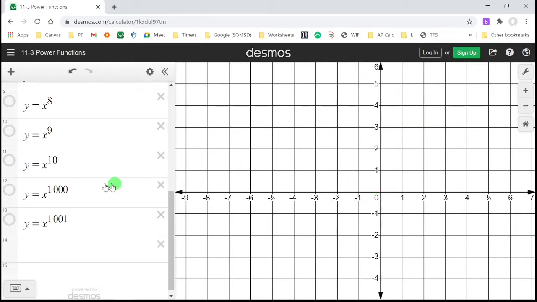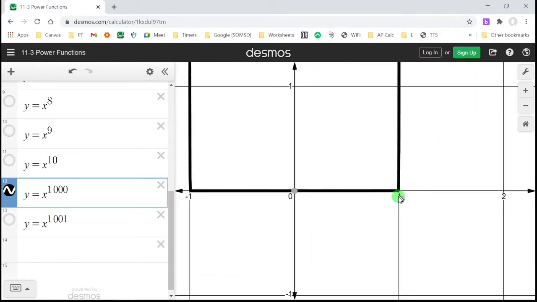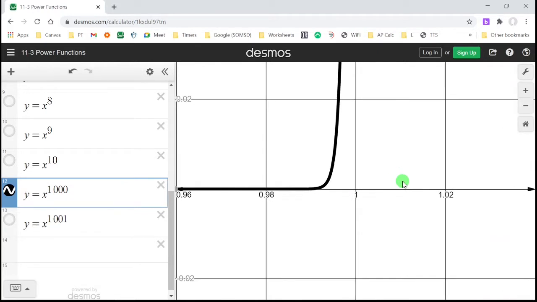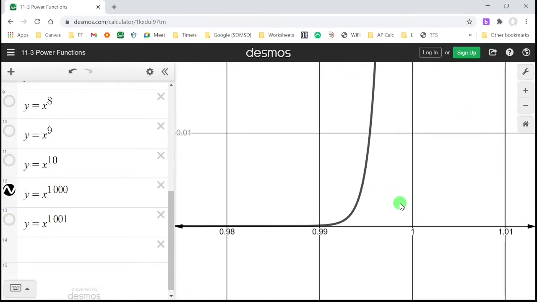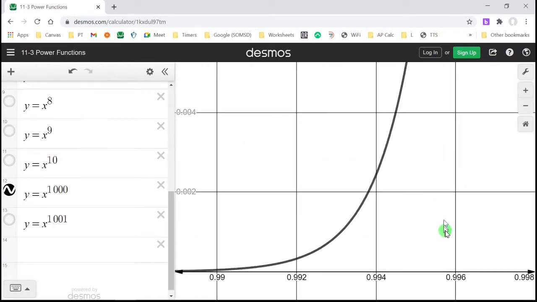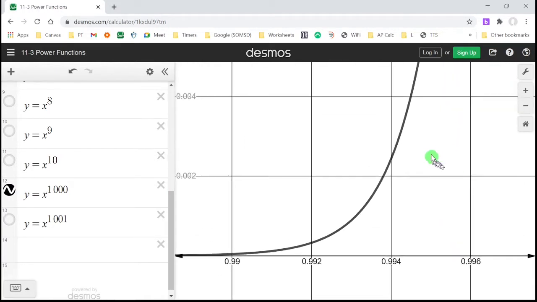Hopefully you have a mental picture in your head. Now let's take a look. Yep, there it is. It looks like a rectangle. These sides look completely vertical and this is totally flat. It looks like a rectangle. But if you zoom in enough, you'll see that it's actually not a rectangle. It actually is a curve if you get close enough to it. So it is curved.